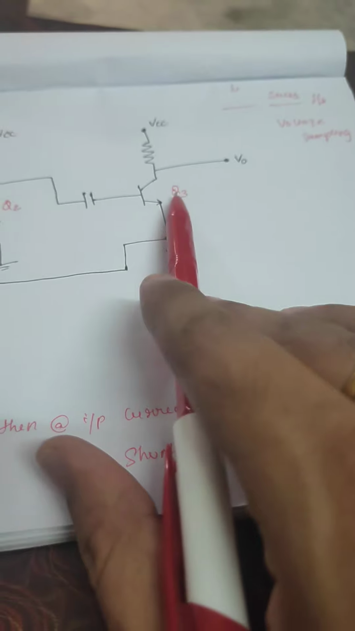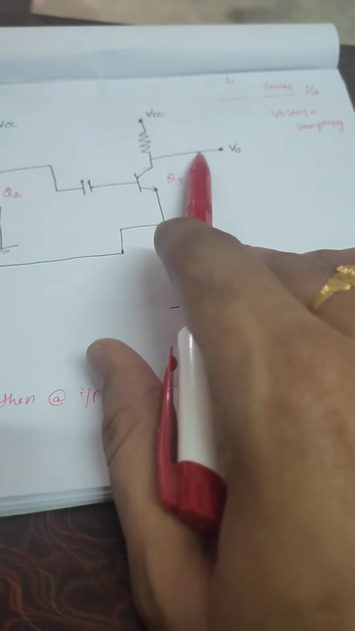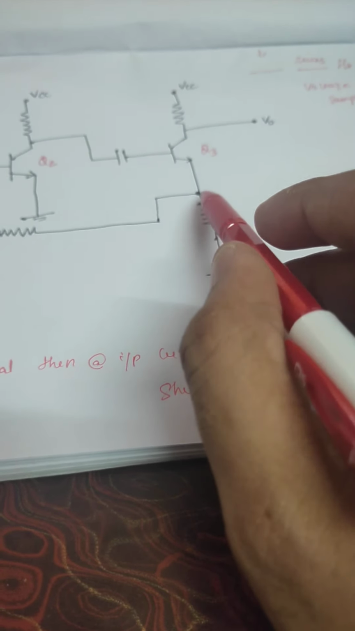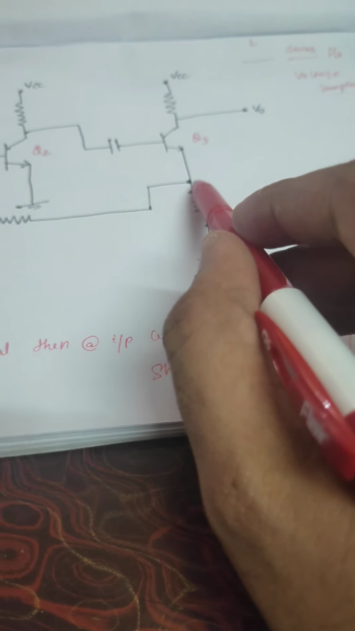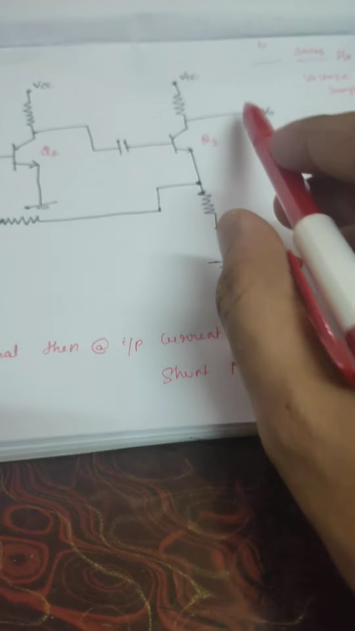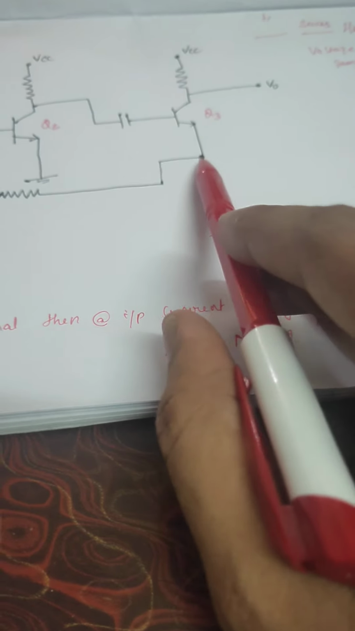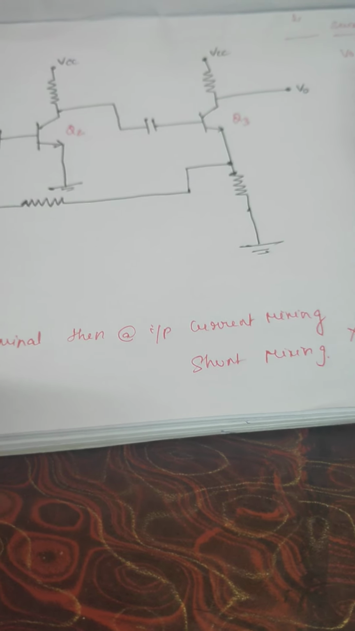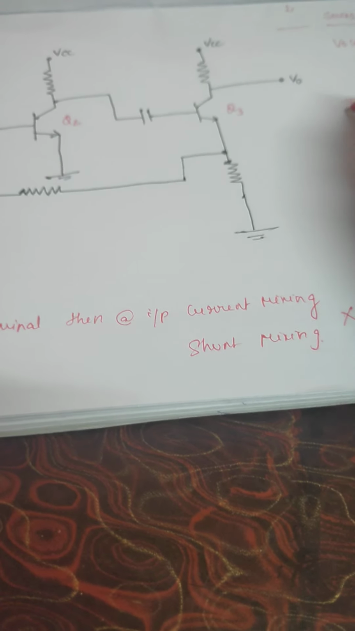Students, if you check this circuit, is there any direct contact from the output terminal? Obviously no. It is seen from the figure that it is from the common terminal of Q3. It is not from the output terminal, it is from the common terminal, that is the emitter terminal of Q3. Hence voltage sampling is not done. What is the other possibility? It is current sampling.